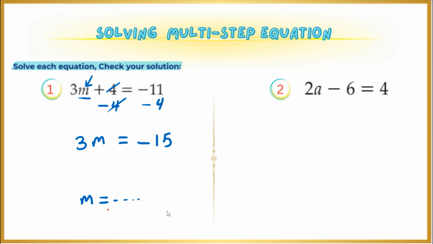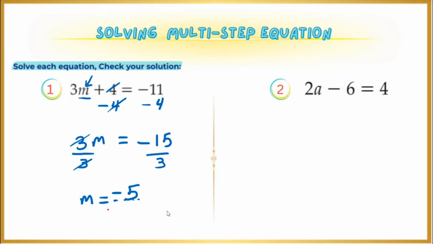Now, how can we cancel 3? The relation between 3 and m is multiply. To cancel multiply, the opposite of multiply is divide. Then we divide both sides by 3. Now 3 divided by 3 will be 1. We don't need to write 1 here. We just write m equals negative divided by positive. The answer should be negative. 15 divided by 3 will be 5. Then the solution for the equation 3m plus 4 equals negative 11 is negative 5.